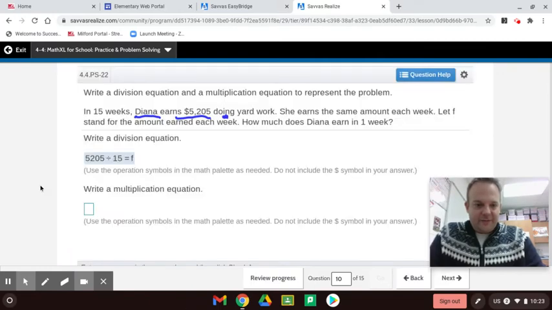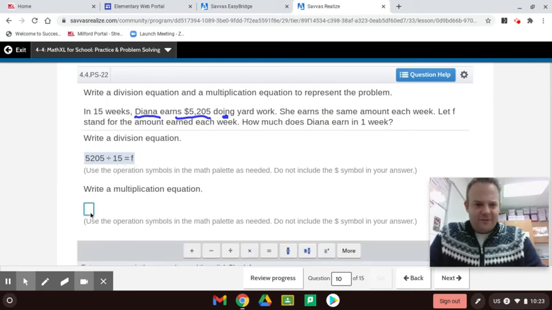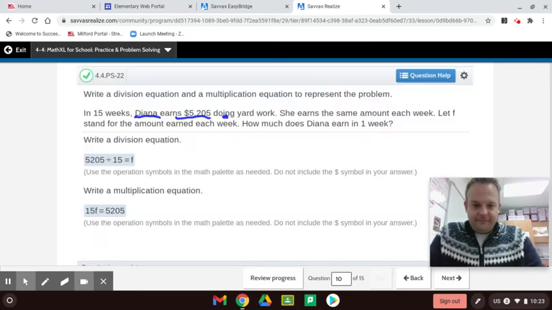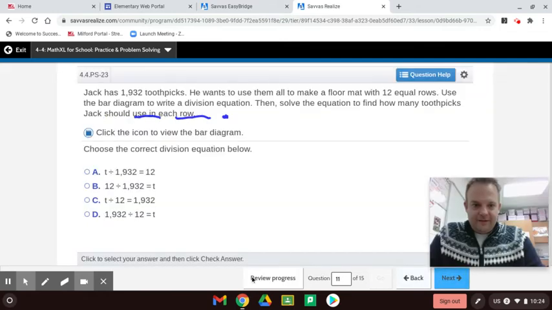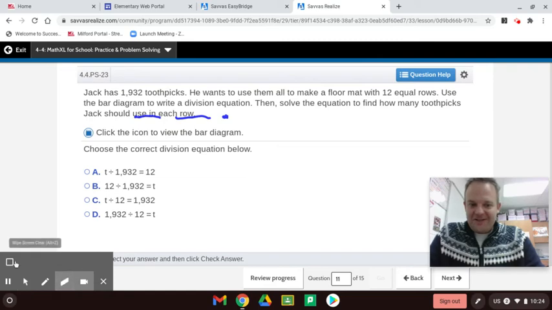And then the multiplication one, you sort of go backwards with your fact family. Fact families are really important. 15 times F, 15 is the coefficient, F is the variable, equals 5,205. I guess I'll erase my underlining.